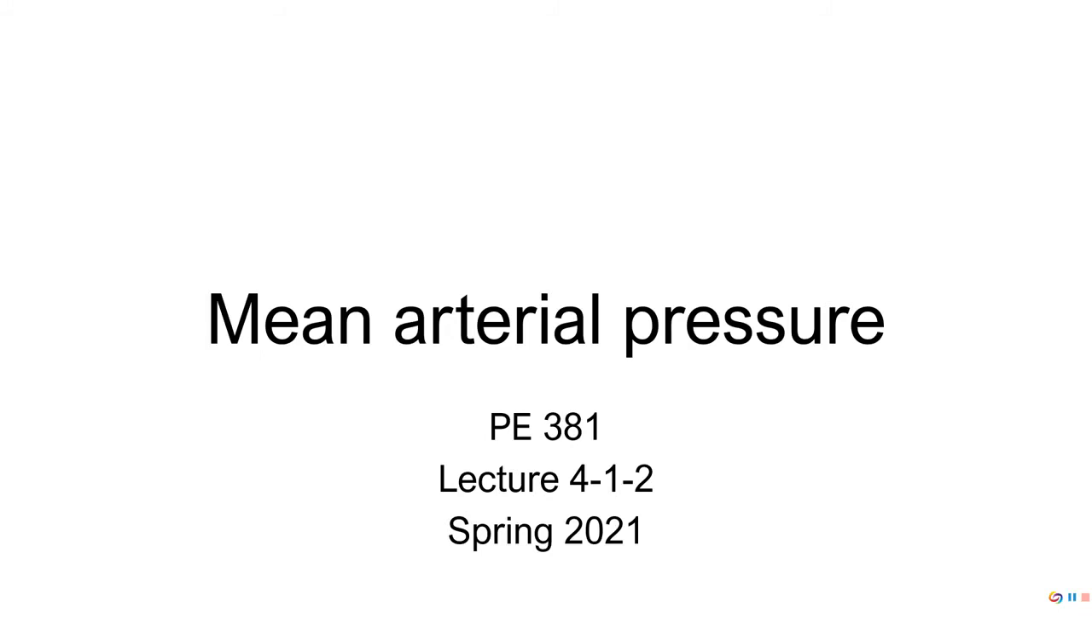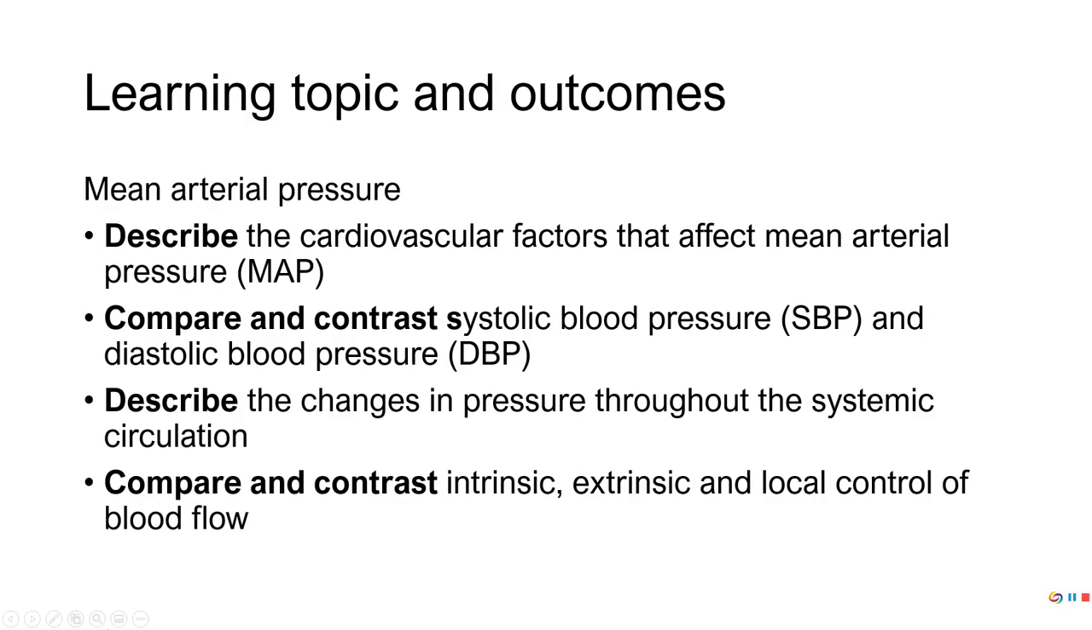So we're going to continue talking about the cardiovascular system, specifically with mean arterial pressure. Our objectives for today are as follows. We're going to talk about what affects mean arterial pressure, the differences between systolic and diastolic blood pressure, and then just how this changes and how this is controlled.